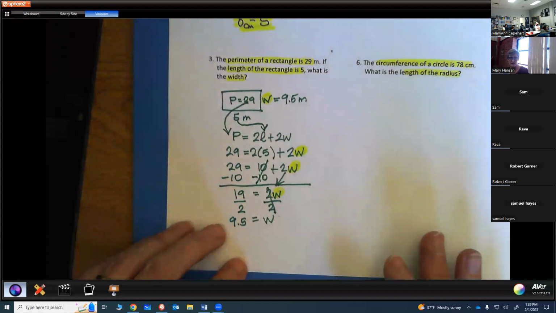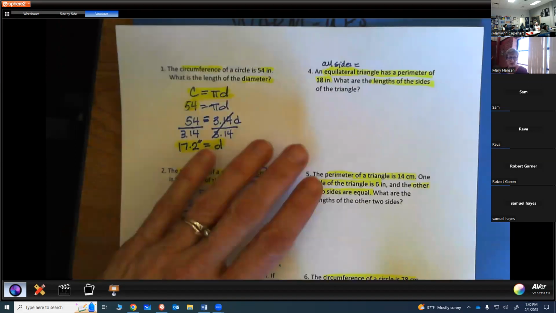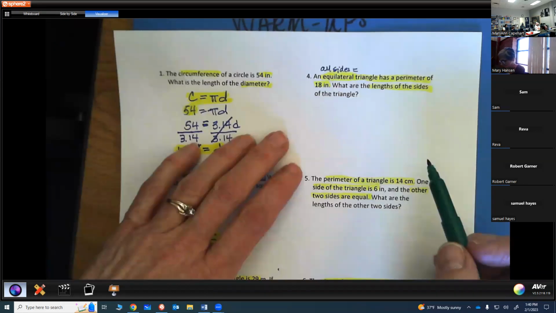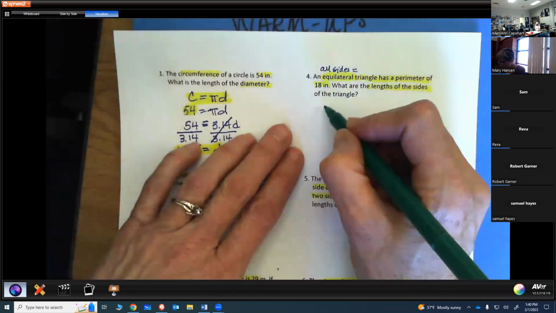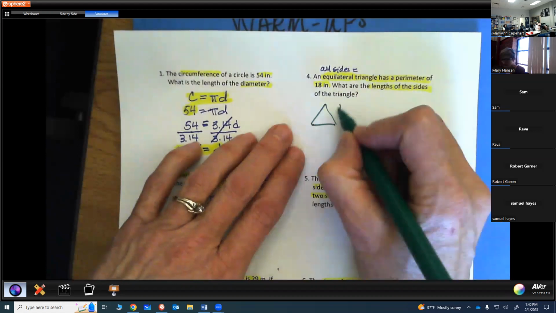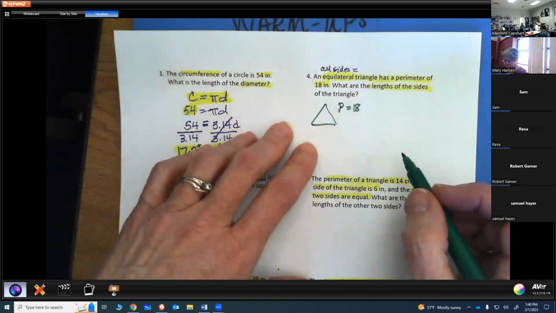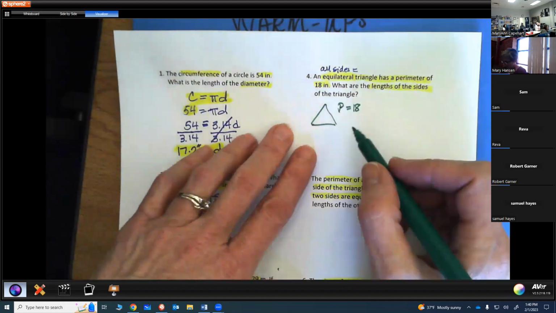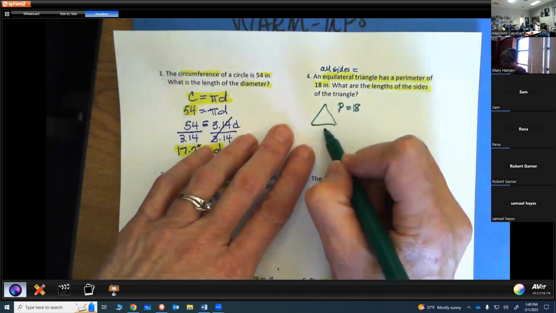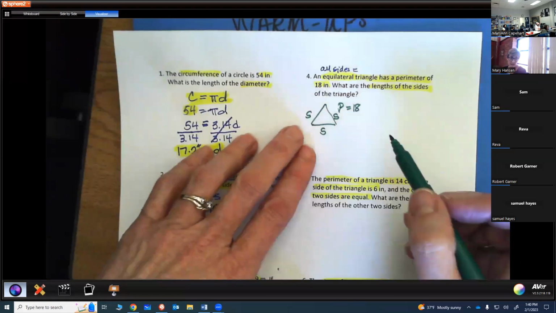All right. Well, if we go to number 4, we've got a triangle where all sides are equal. So it's going to look something like this. And the perimeter is 18. And so we want to know what are the lengths of the sides. And we've already said the sides are all the same length. And so there's basically 3 S's that are all the same length.